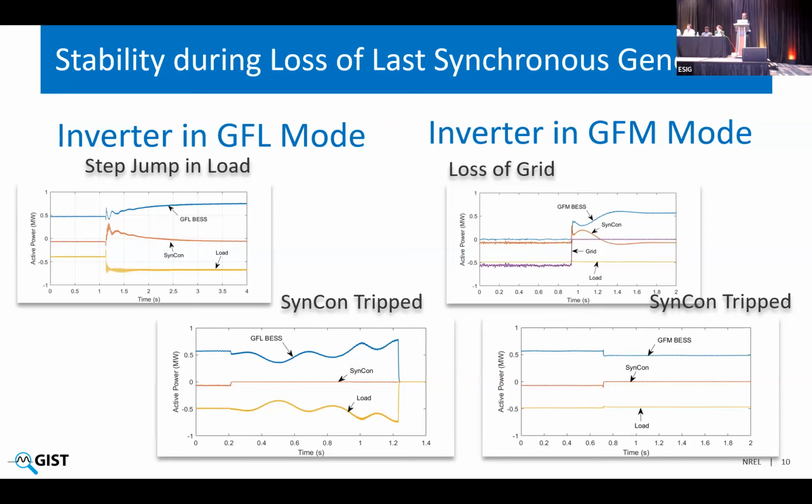On the right is the same test when the inverter was operating in grid forming mode. So for a step change in load, the inverter also now acts fast instead of just acting in steady state. It acts fast and takes up the load. And when the synchronous condenser is stripped, the inverter is able to maintain that island grid, because it has that voltage source behavior.